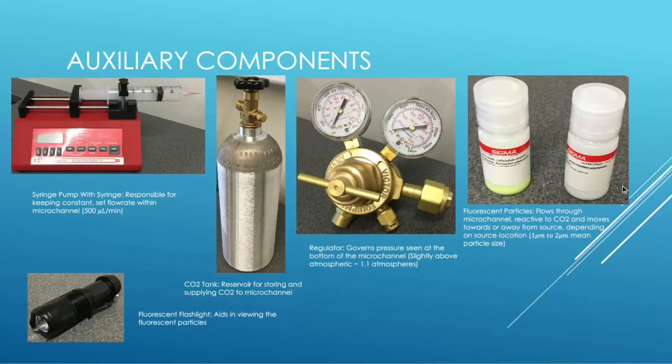These are some of the auxiliary components. We used a syringe pump with the syringe. This allowed us to keep a constant flow rate throughout that microchannel. We had a CO2 tank, which acted as our reservoir of carbon dioxide. We had the regulator, which regulated how much carbon dioxide entered through the channel.